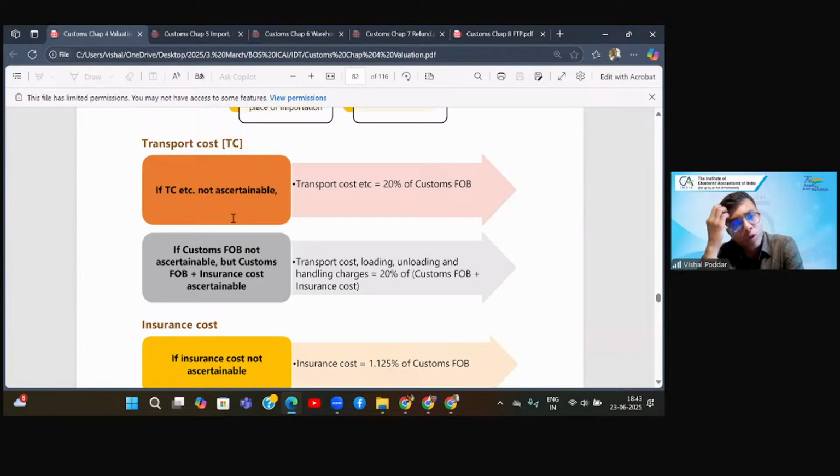Now, when you want to include the transport cost and the insurance cost, there are some provisions given. If this transport cost is not ascertainable, so let us say in the sum, the freight is not given, so you are given the FOB price. FOB price is the value at my port, but we want the value at your port. Now in this particular case.